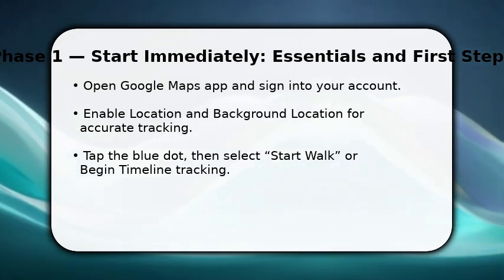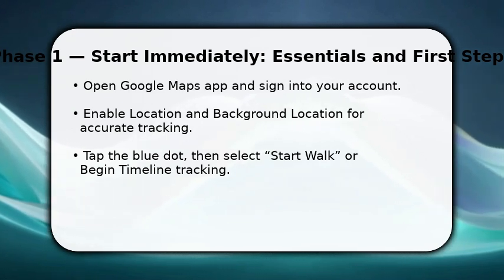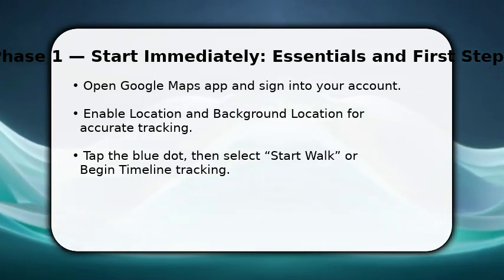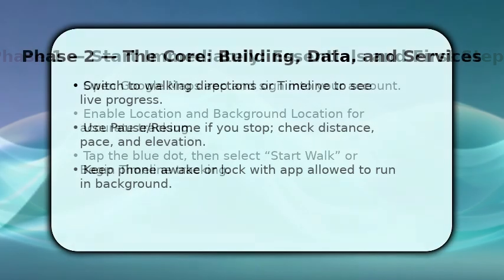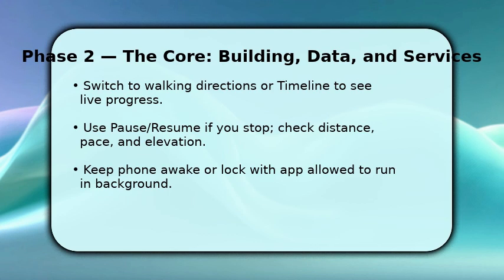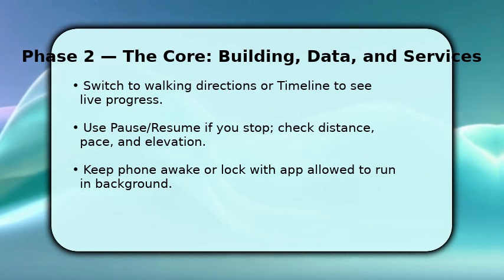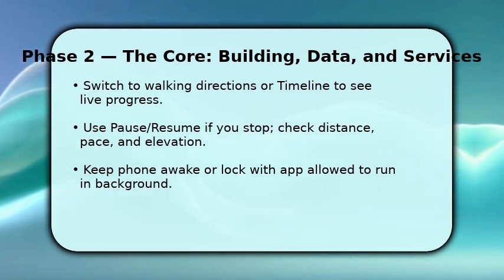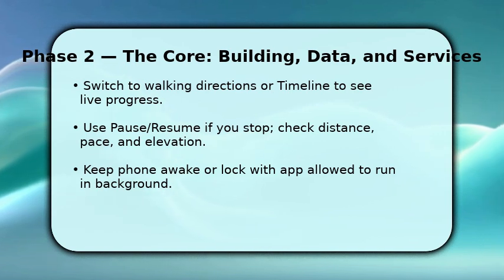You're now actively preparing the app to record distance and pace, which lets you review route details later and keep steps alive. Now you monitor your walk in real time. You'll switch to walking directions or open timeline to see live progress. Distance, estimated time, and current pace appear as you move.